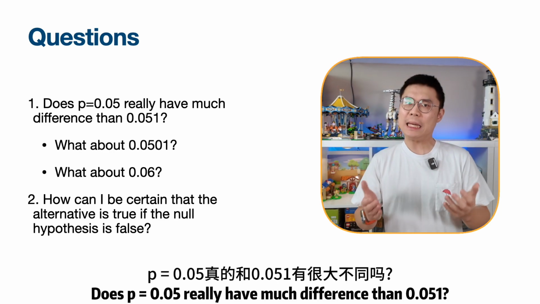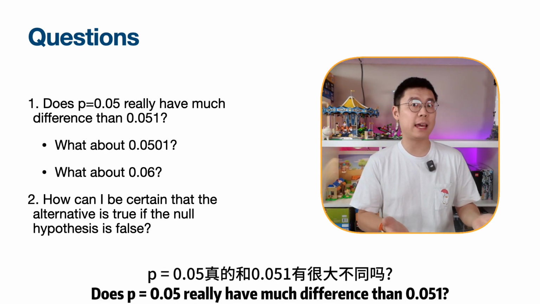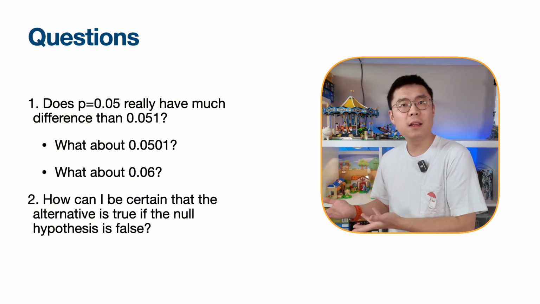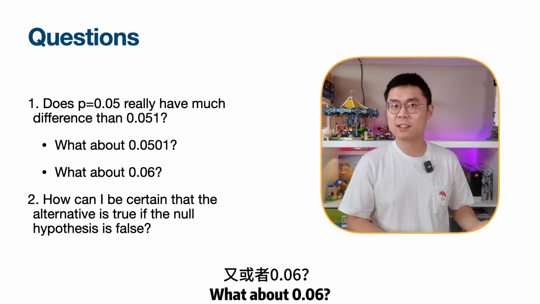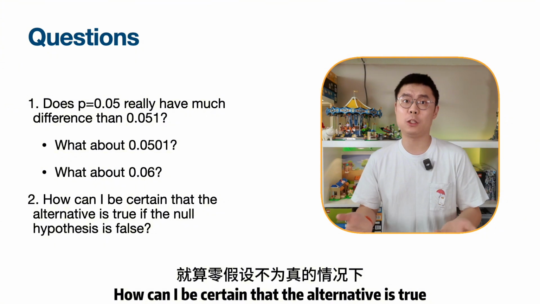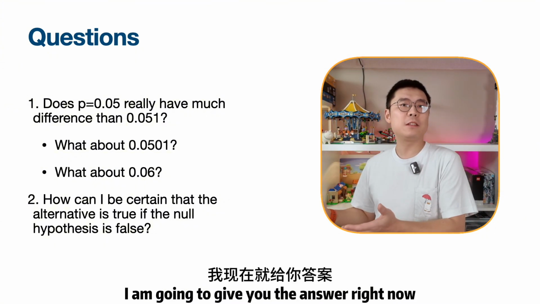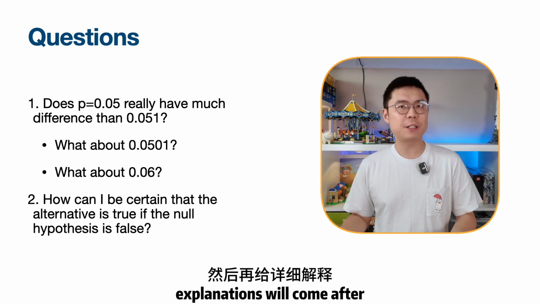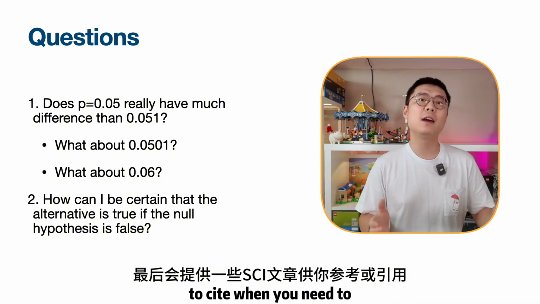I have two questions here, and you may have encountered them or are about to. Number 1, does p equals to 0.05 really have much difference than 0.051? What about 0.0501? What about 0.06? Number 2, how can I be certain that the alternative is true if the null hypothesis is false? I'm going to give you the answer right now. Explanations will come after. Then I will direct you to some scientific publications to cite when you need to.